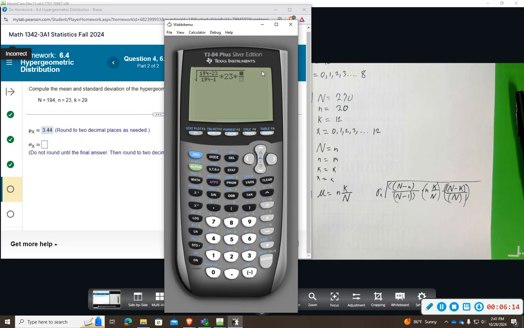So we have k, which is 29 over 194, and then times, and one more fraction, and we will have 194 minus k, which is 29, divided by 194. Okay, so we get this for our standard deviation, and we probably want to round that to two decimal places, so 1.61.